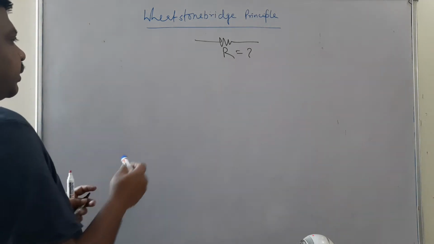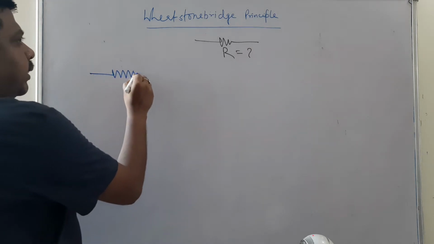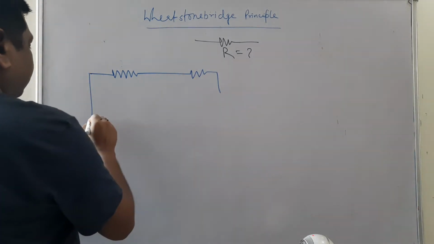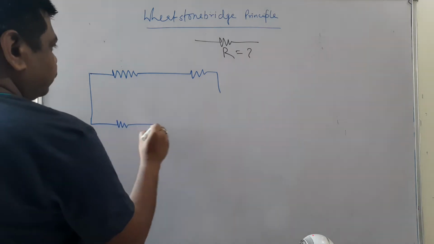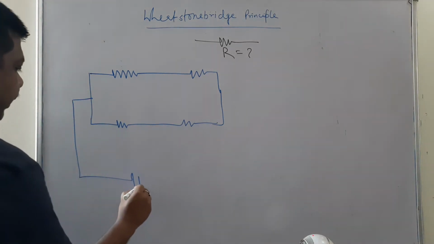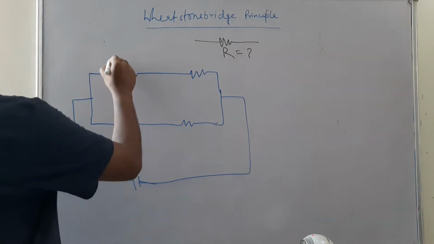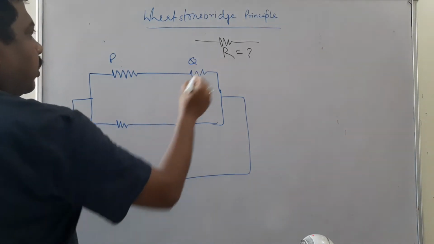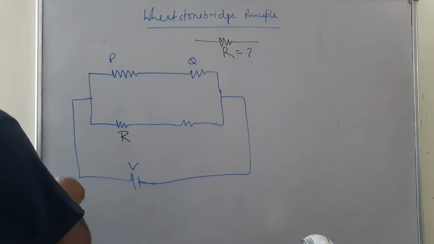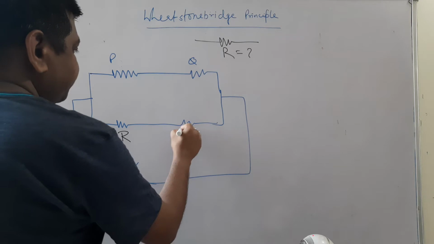So this is a simple circuit. It is sort of a parallel circuit, which I explained in earlier classes. It is connected with a voltage source V. This is P, Q, and this is my resistance R, which is unknown. And let's say this is X, which is variable basically.